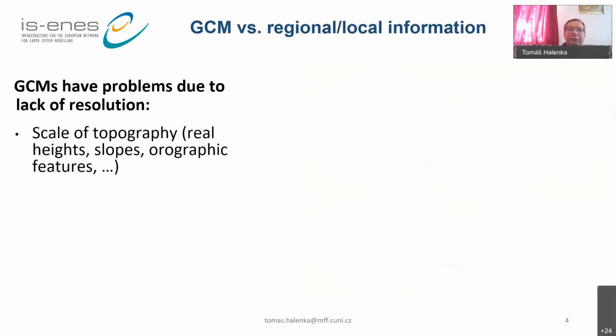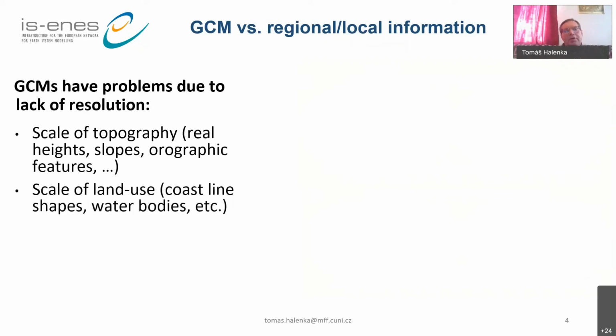Well, basically, from what I said, you can see that GCMs have some problems which we would like to solve. One important one is the scale of topography, to get the real height of topography, slope orientations and specific orographic features, which are really difficult to take into account in GCMs, but you can clearly see that in the high resolution of regional climate models.